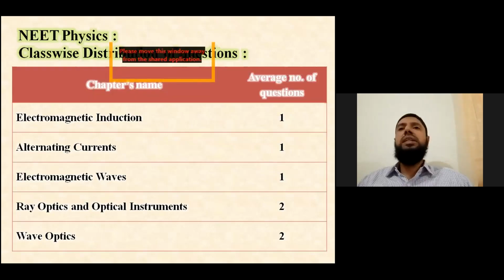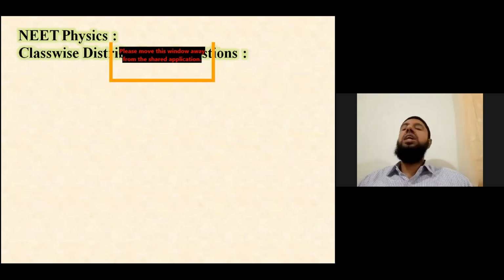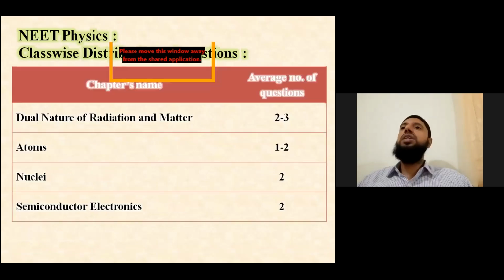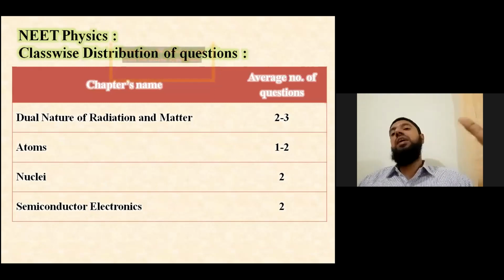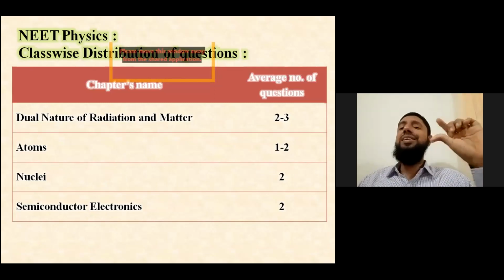Then electromagnetic induction, AC, and electromagnetic waves carry 1 mark each. Then ray optics and wave optics, 2 marks each. Then dual nature, atom, nuclei: I gave importance to this part. From these 3 topics we may have 5 to 6 questions. Very important part. Easy topics, easy relations.